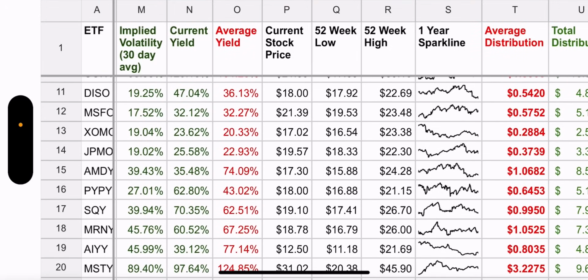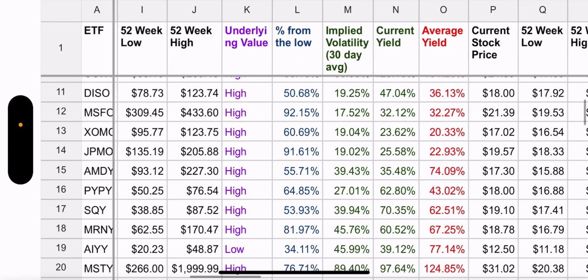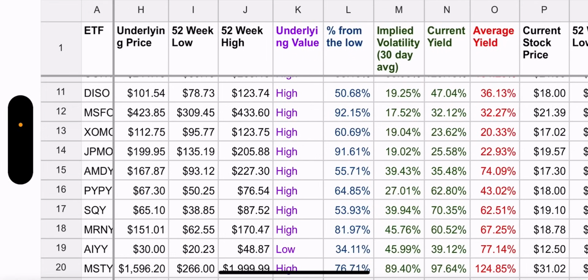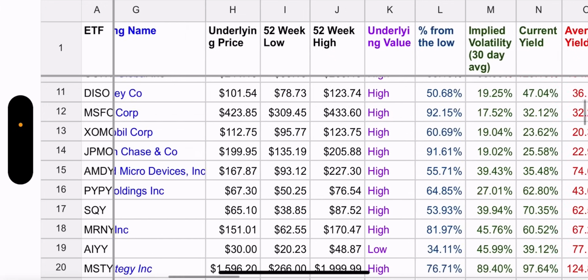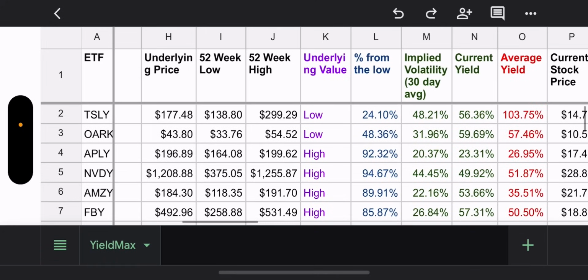AMDY. Oh, is that a deal? What's their 52-week range? Damn, they're priced at 167. They're kind of in the middle though. So if you consider that like a baby Nvidia, maybe there's an opportunity there. I don't know. What do you guys think?